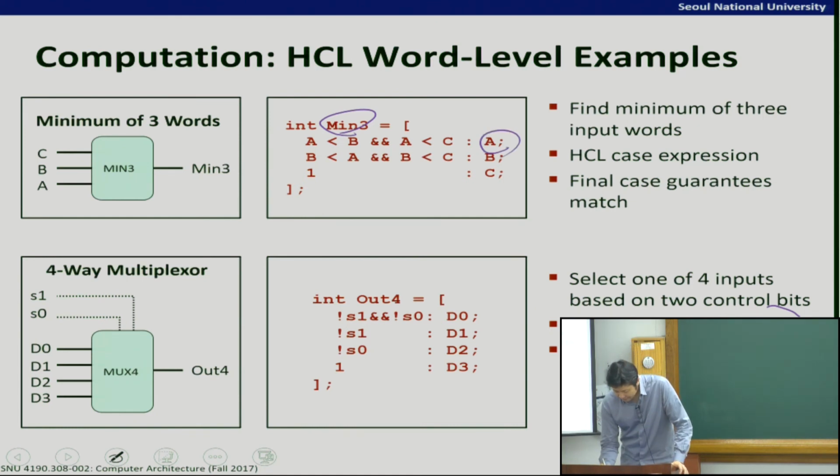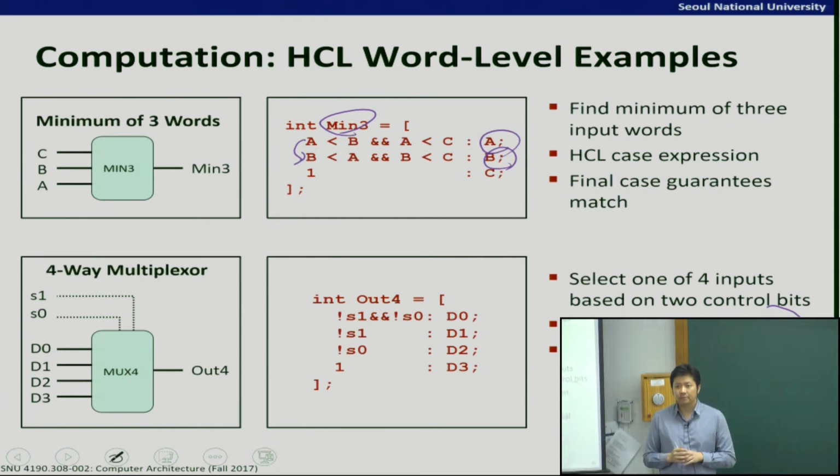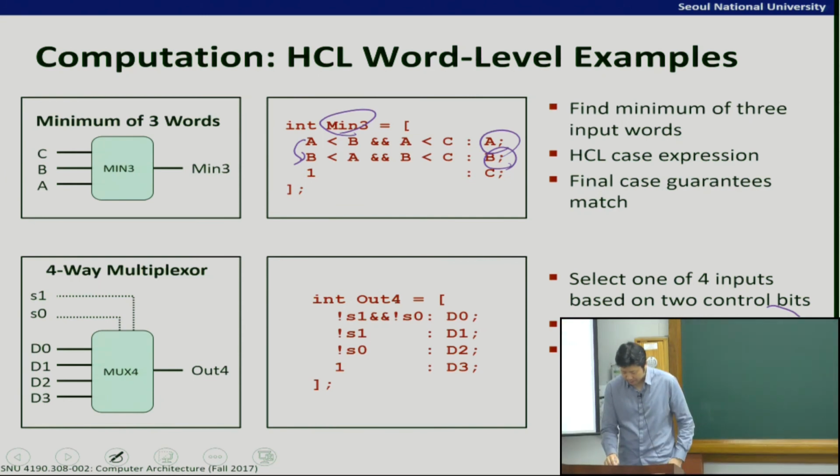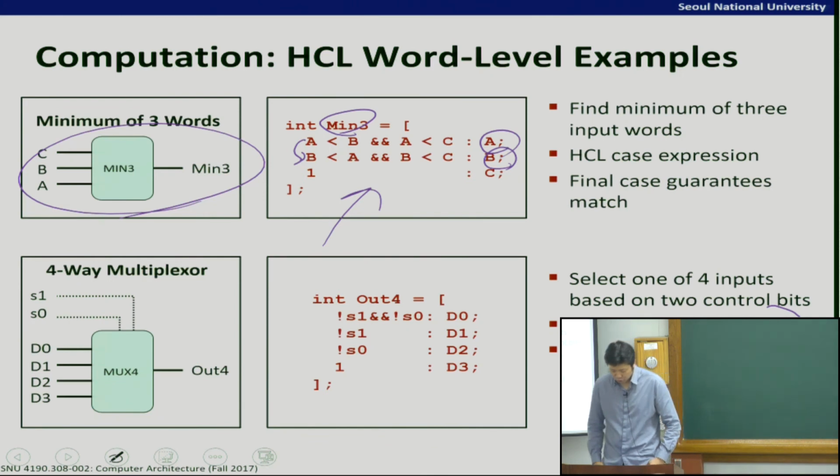If it's not satisfied, now we move on to the second line. And in this case, if B is less than A and B is less than C, if both are satisfied, then the output should be B. If none of the above, the output will be C. Okay, so that's basically how we can describe this logic in HCL, the hardware control language.